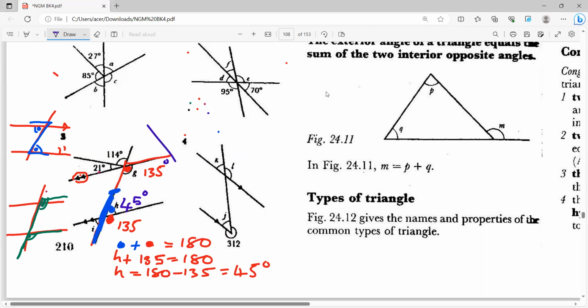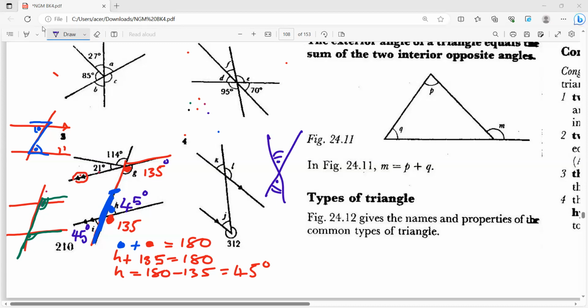All right. For you to find I, you're going to use vertically opposite angles. You're going to use this rule, the X angles. I like the X angles because they are easy to identify. Whenever you have two lines intersecting, we have these angles being formed, some form of an hourglass or something like that. These angles are equal. So if H is 45, then I is also 45 degrees. And then that's it.